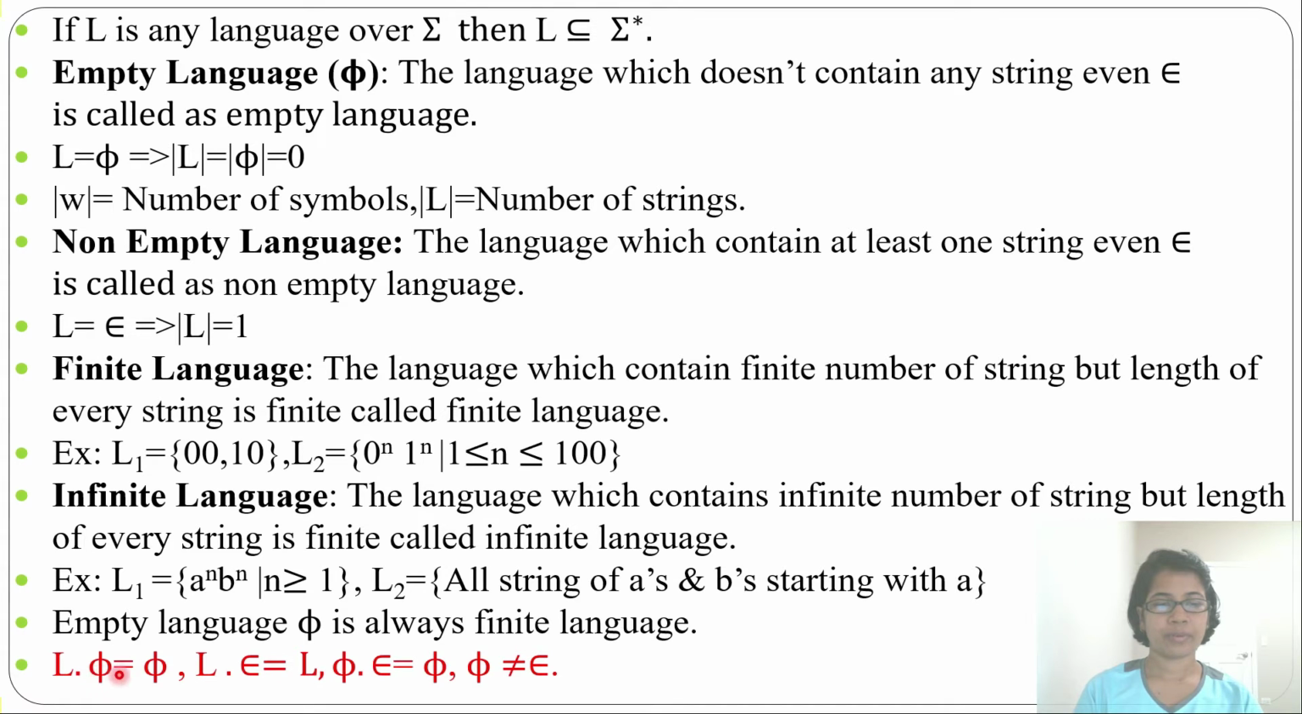L concatenation phi equals phi. So any language concatenated with phi gives phi. But L concatenated with epsilon is L. And phi concatenated with epsilon is phi. Phi is not equal to epsilon. The empty language and the empty string are both different, so don't confuse them. The empty string means a string of length 0, while the empty language means a language with no strings. Even if a language contains epsilon, it is not an empty language. The empty language doesn't contain anything, not even epsilon. So phi and epsilon are different.